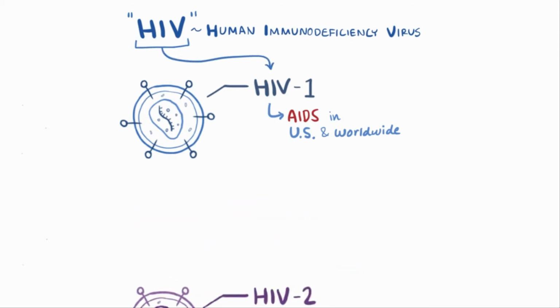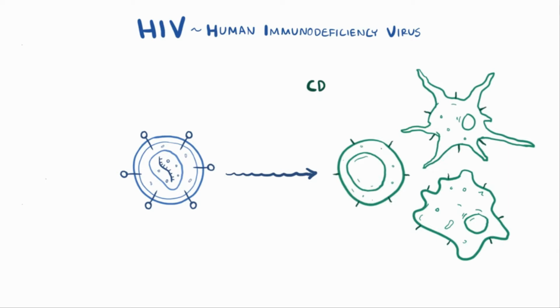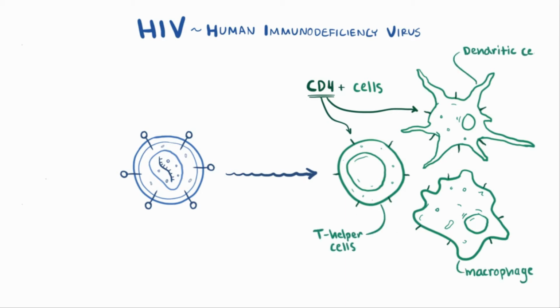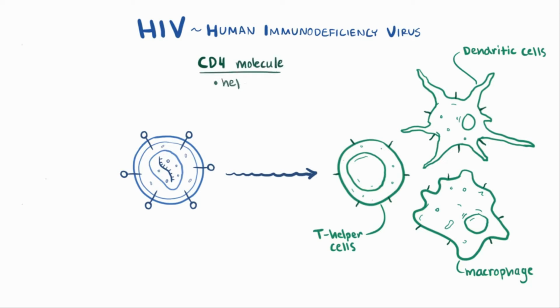Alright, HIV targets CD4 plus cells, meaning cells that have these specific molecules called CD4 on their membrane. Macrophages, T helper cells, and dendritic cells are all involved in the immune response and all have CD4 molecules. Therefore, they can be targeted by HIV. The CD4 molecule helps these cells attach to and communicate with other immune cells, which is particularly important when the cells are launching attacks against foreign pathogens.